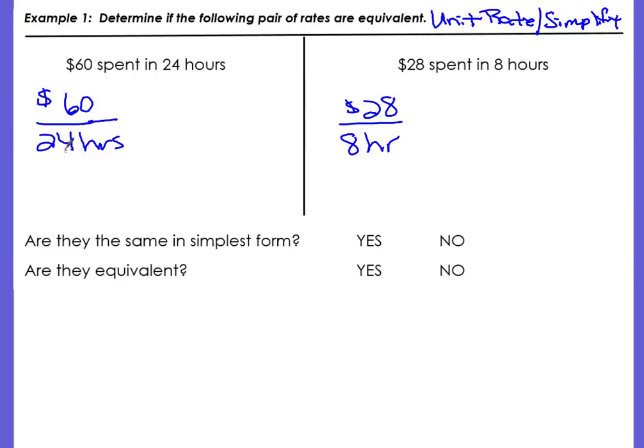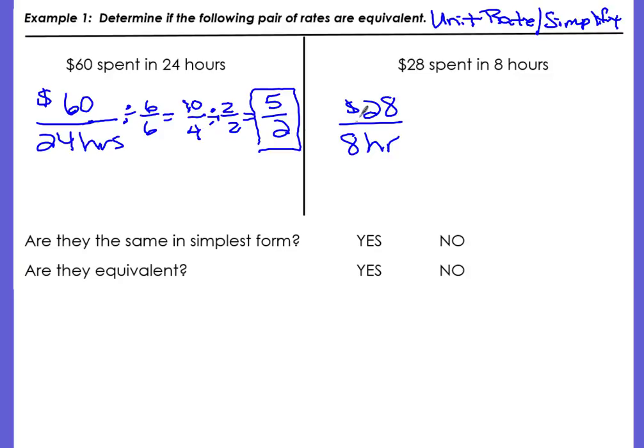Okay, can I evenly divide 24 into 60 to find the unit rate? No. So I'm just going to simplify. I know that I can divide both of these by 6. And it's going to give me a 10:4 rate or ratio. They're both even, so I can simplify further by dividing by 2. And I get a 5:2 ratio. $5 spent in 2 hours.